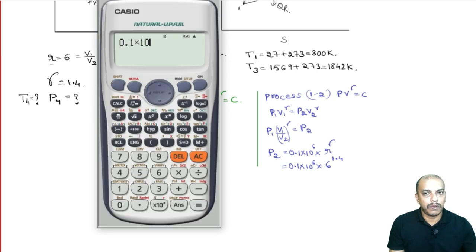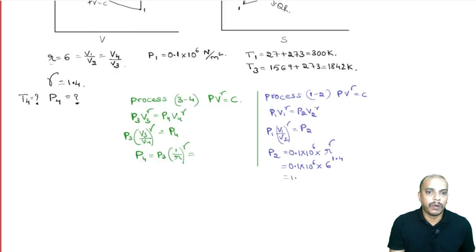0.1 into 10 power 6 into 6 power 1.4. So, that will be 1.228 into 10 power 6, so 1.228 megapascal. So, 1.23 we will take. 1.23 into 10 power 6 Newton per meter square is our P2.